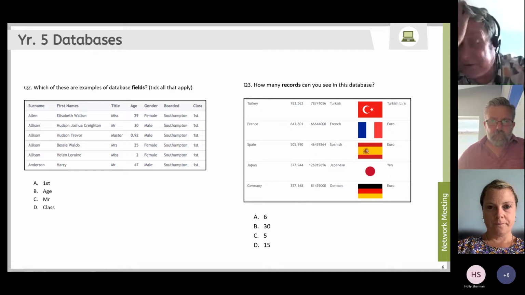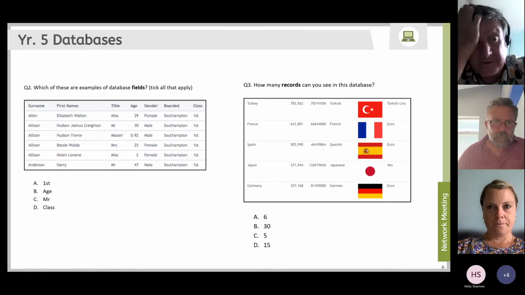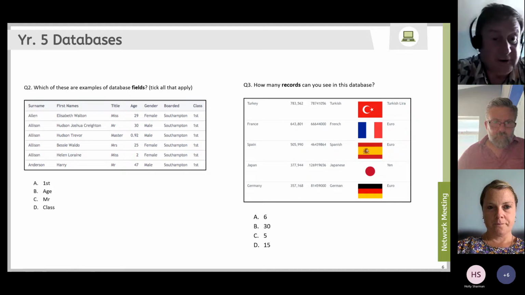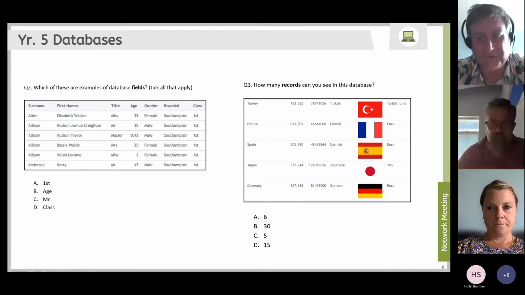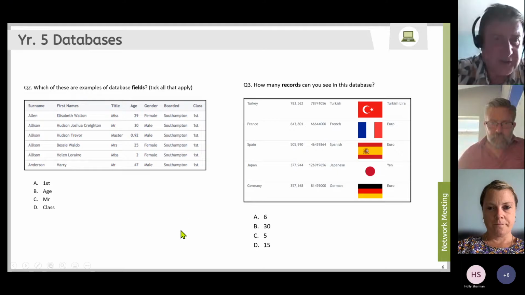And in Year 5, there are obviously 6 units, but the database unit, for example, has a series of assessment questions. Do they understand terminology like fields and records and so on? So they're quite useful resources there.